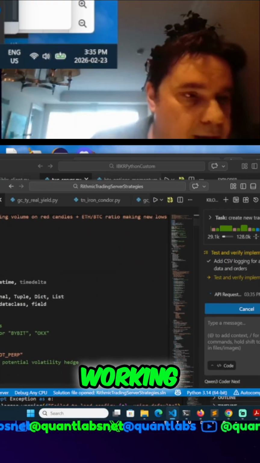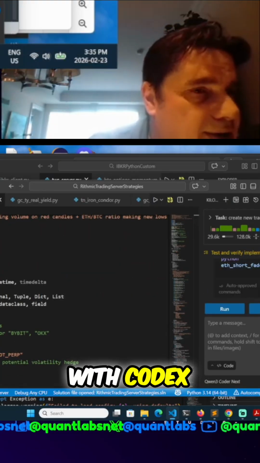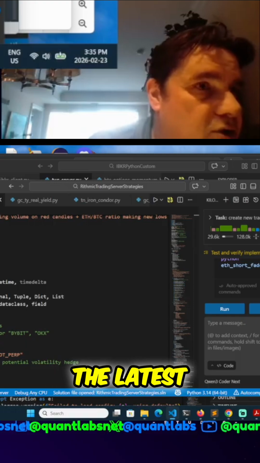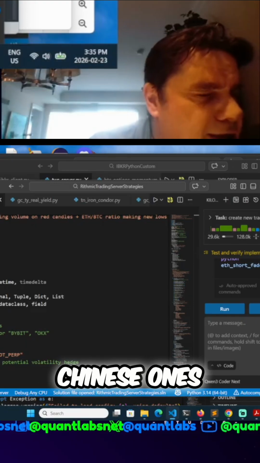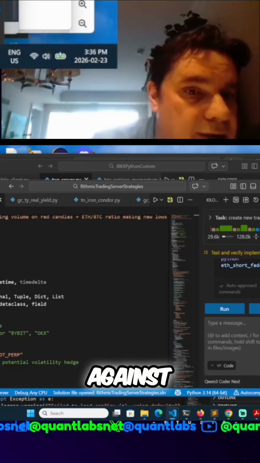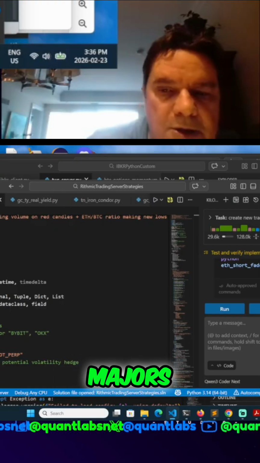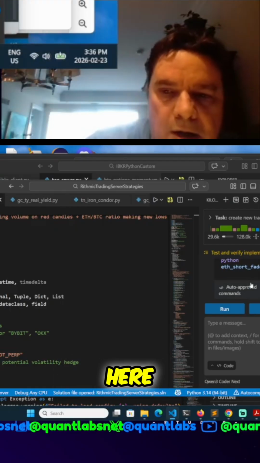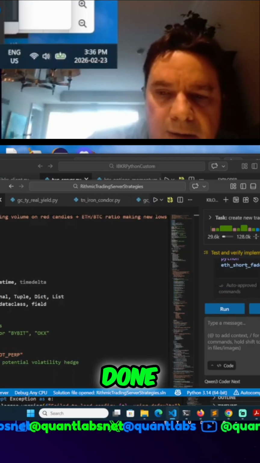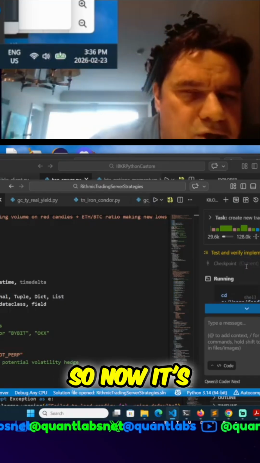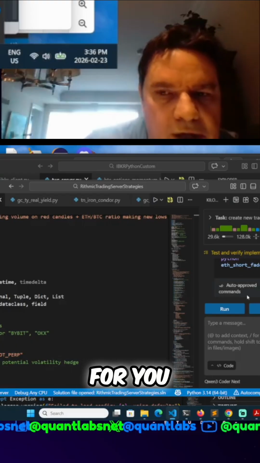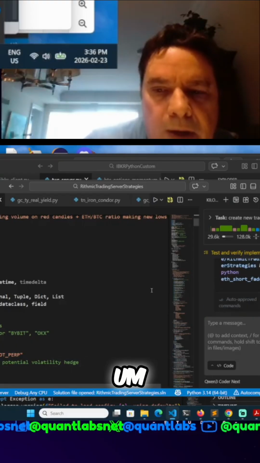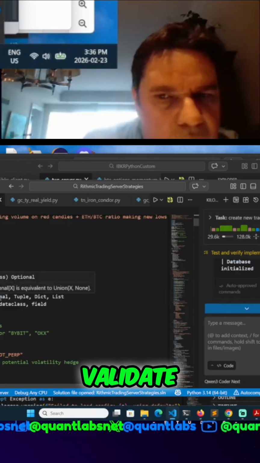So you can see here it's working. I've done it with Codex, the latest Codex, the latest Gemini Pro 3.1. I've also compared it against some Chinese ones. I've done it against all the majors. So you can see here, this is now completely done. It's now so evolved, it's going to go out and try to run the strategy for you, and it's going to validate if it works or not.